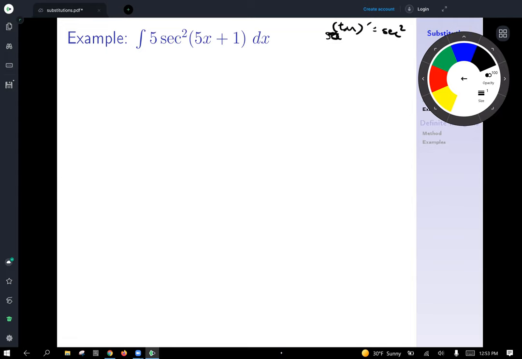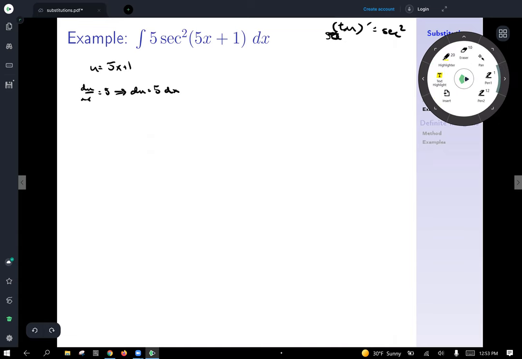We see that if I can take care of that nasty 5x stuff inside, I'm going to turn it into a problem I can do. So let's try that. We will make our substitution. We'll say u is equal to 5x plus 1. You know what? I'm going to just do this problem twice, two ways to show the two methods of doing it. So du dx is equal to just 5, and solving for du, you get du is equal to 5 dx.